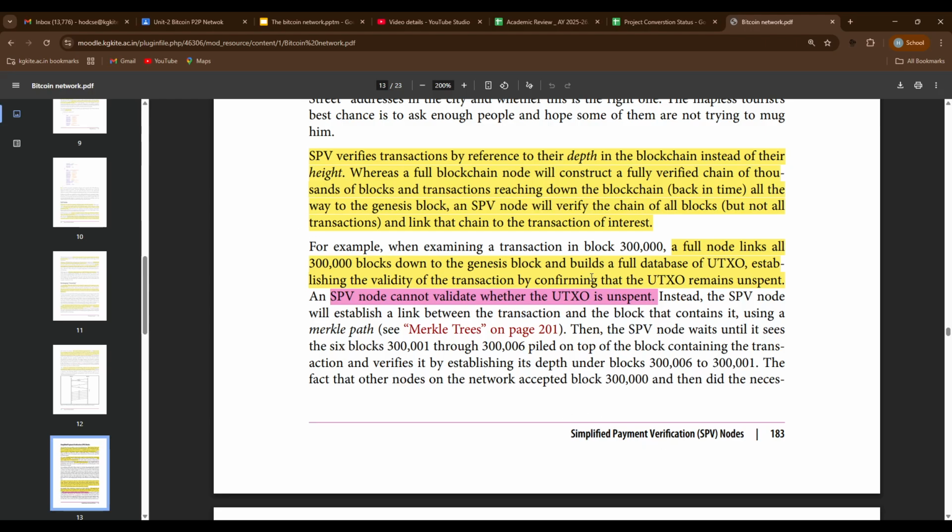Next are a few more parameters about SPV. These nodes verify transactions by reference to the depth in the blockchain instead of the height. So earlier we saw that it looks for the value of height, but here the SPV node looks at the depth. The SPV node will verify the chain of all blocks and link that chain to the transaction of interest.